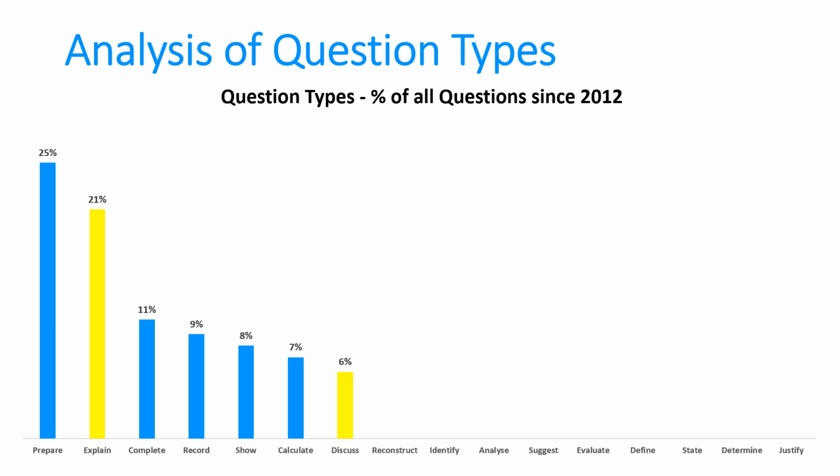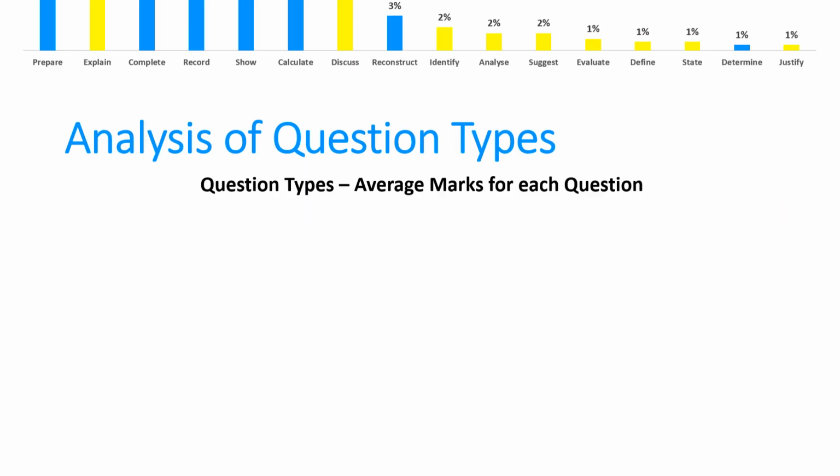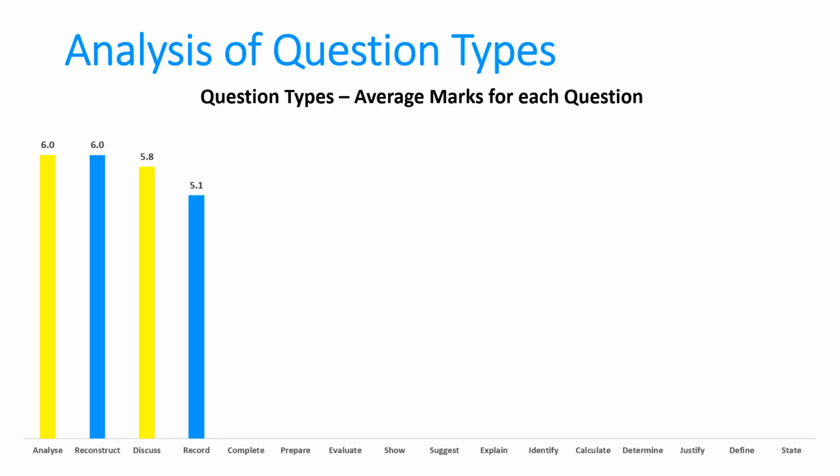So maybe go back through past papers, look for prepares, explains, completes, records, shows, calculates, and discuss. And then you can see the others. They might even be on there some years, but they have been on there at some point in the last 3 years. This is quite interesting too, the average marks for each question.